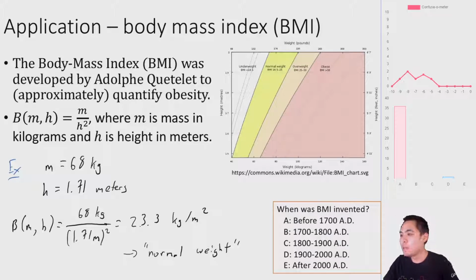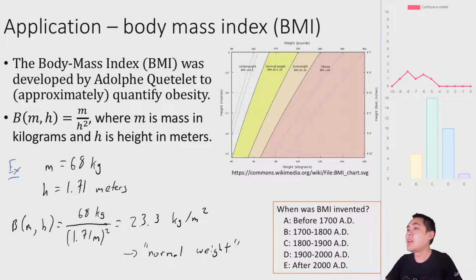So let's see. Now, when was this invented? What are our replies? Okay, so we have some replies for 1700 to 1800, a bunch from 1800 to 1900, a few from 1900 to 2000. Okay, so you guys are correct. BMI was invented sometime between 1830 and 1850, roughly, by the guy, Adolphe Quetelet, I can't pronounce the name, I'm afraid. But yeah, so that's when that was invented. So it was in the 1800s.